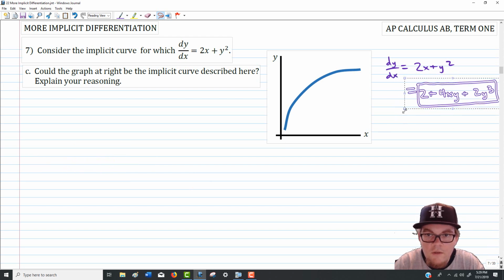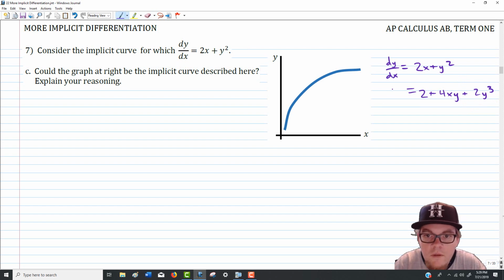that the second derivative, our second derivative, is equal to 2 plus 4xy plus 2y cubed.